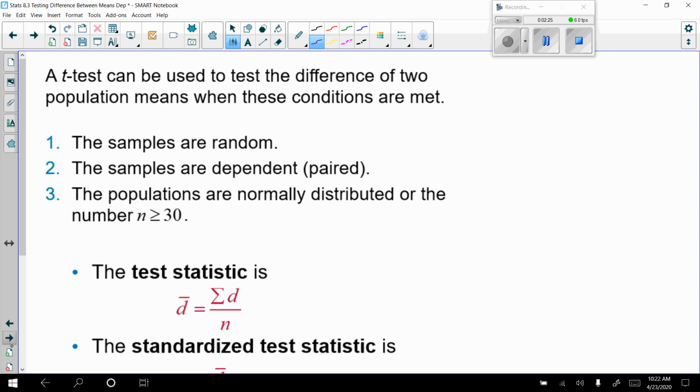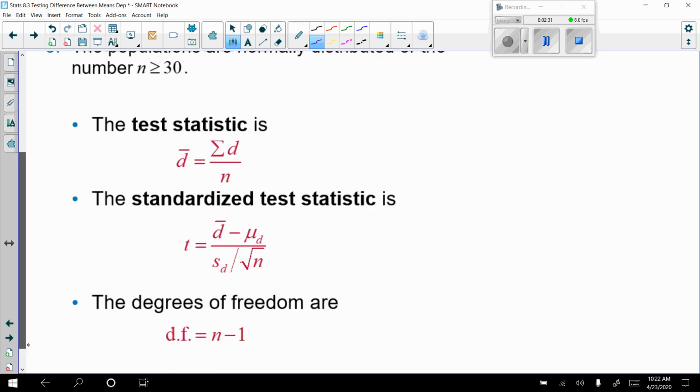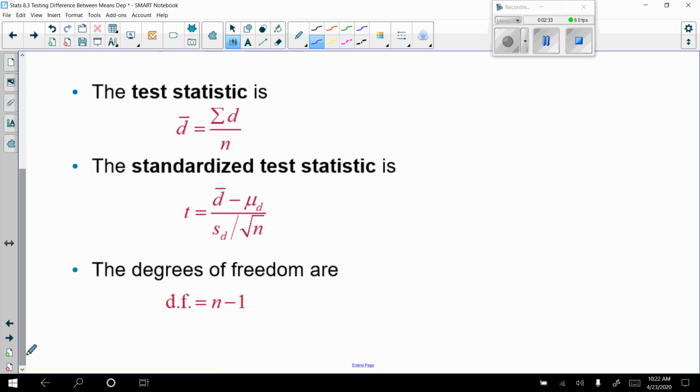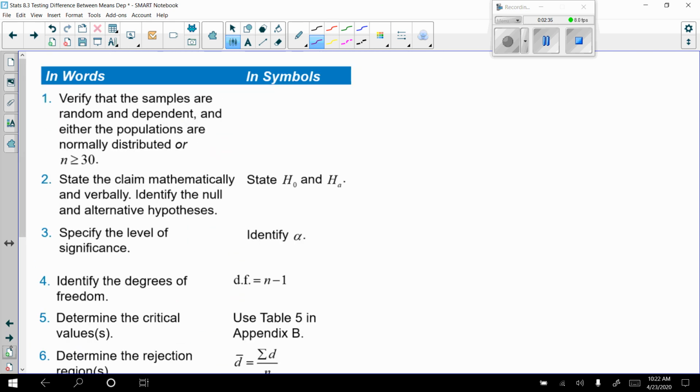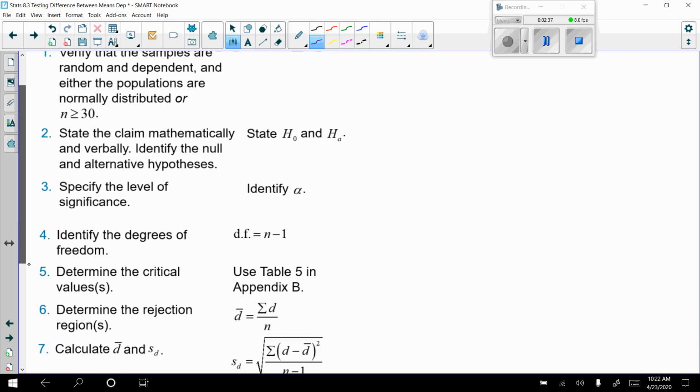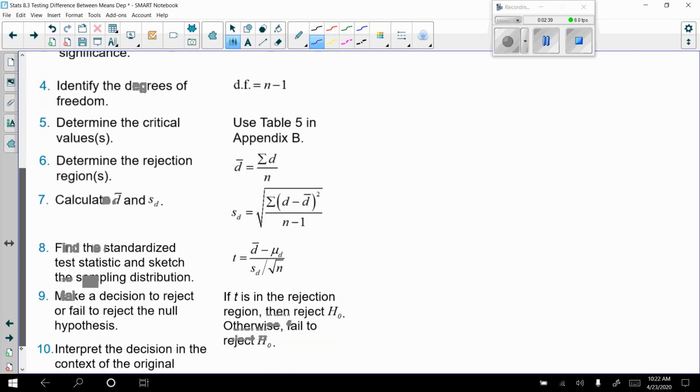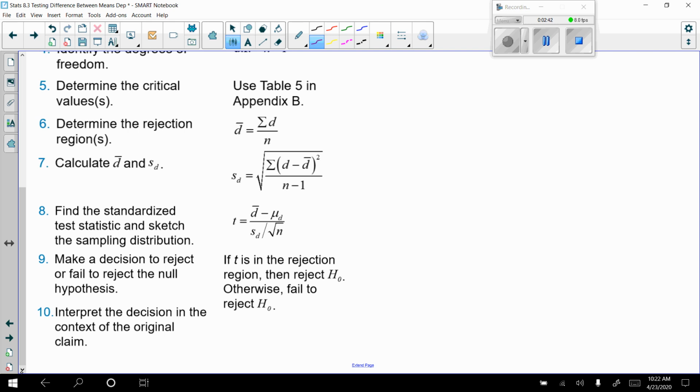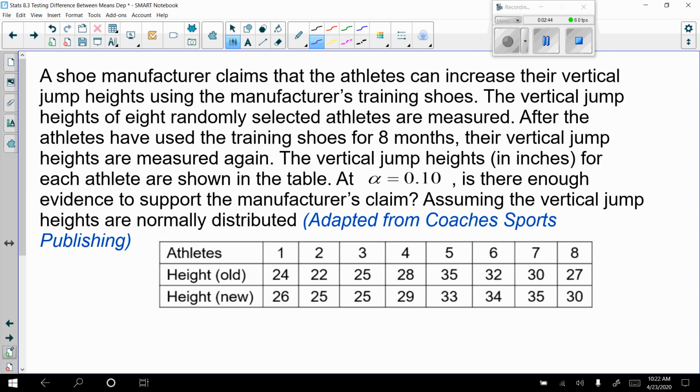So we can use the t-test to test this difference as long as they meet those conditions using those formulas. Here's the steps written out so that you can follow along and make sure that you're doing all of the possible steps. And then we're going to start with this first example.